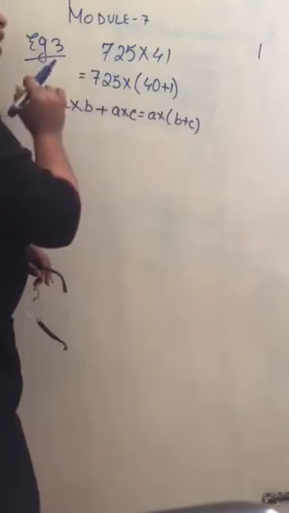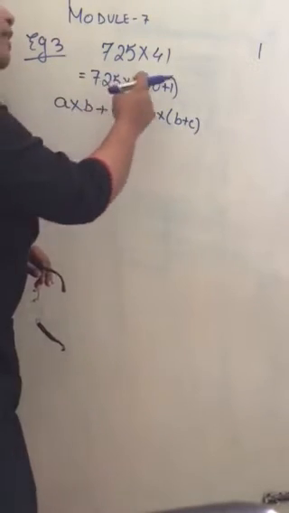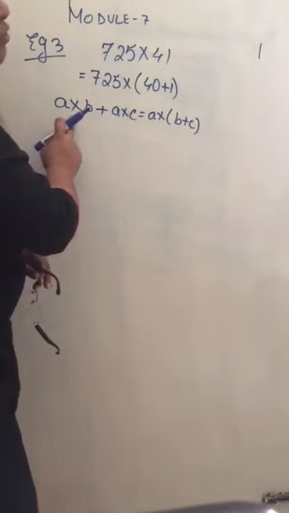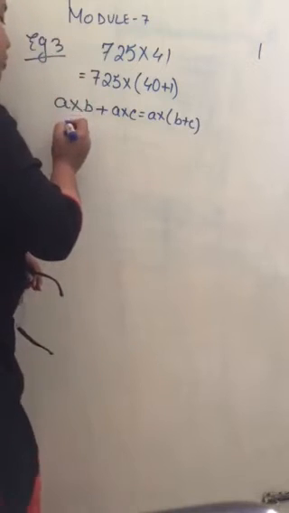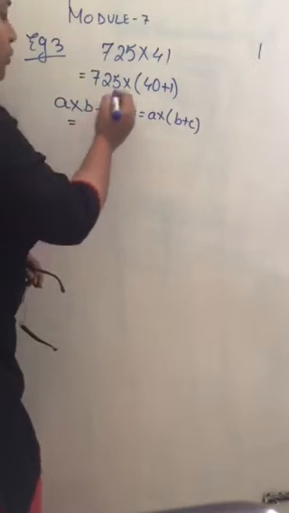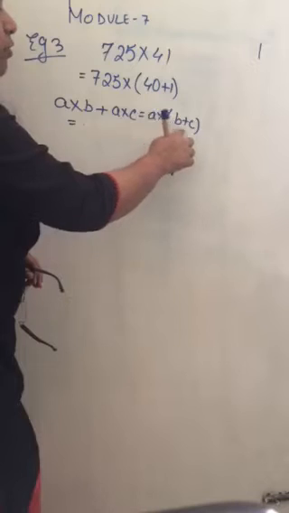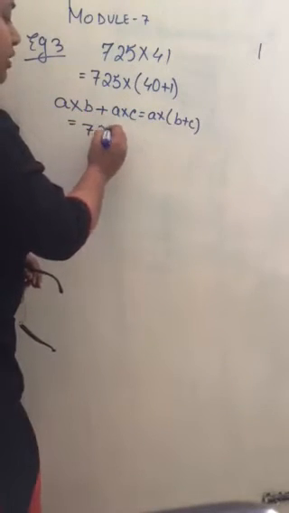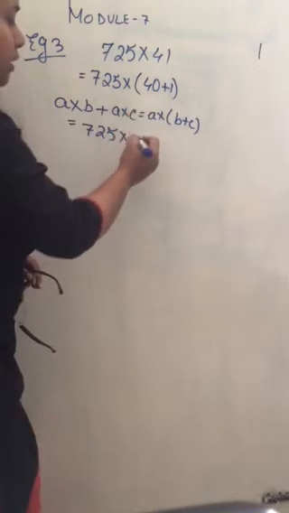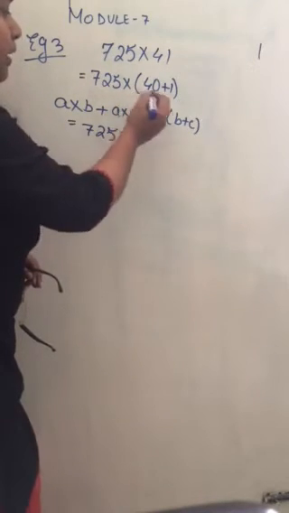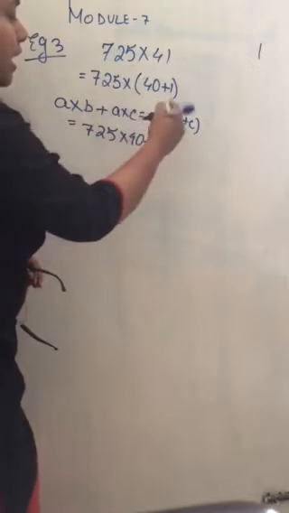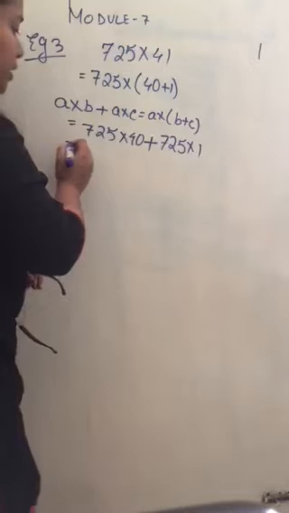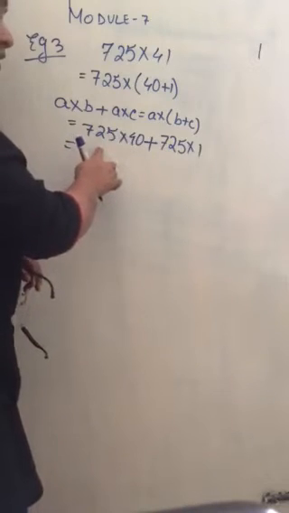If it looks like our right hand side, we can rewrite it using the left side. The purpose is the same, students, to make our calculation easy so that we can do it mentally. So what we will do, a into b plus c is written as a into b plus a into c. A is 725 here. So b is what? 40. A into b, then what sign will come? Plus a into c, 725 into 1. So this we can do the calculation mentally now.